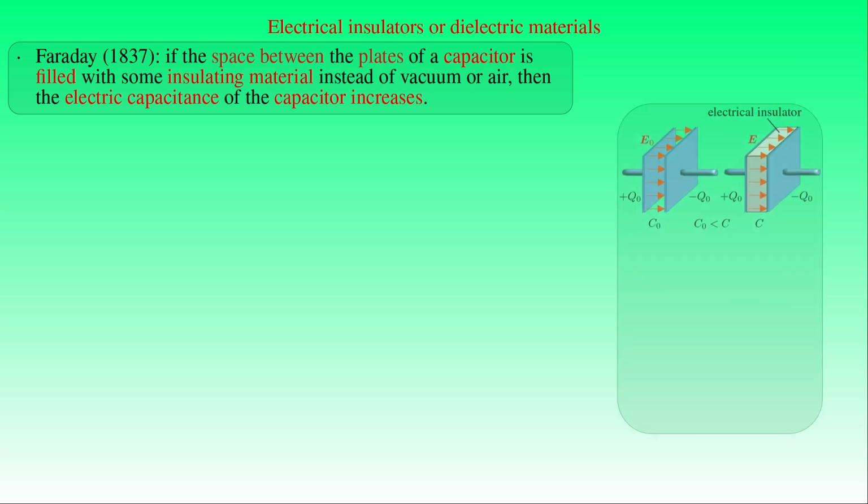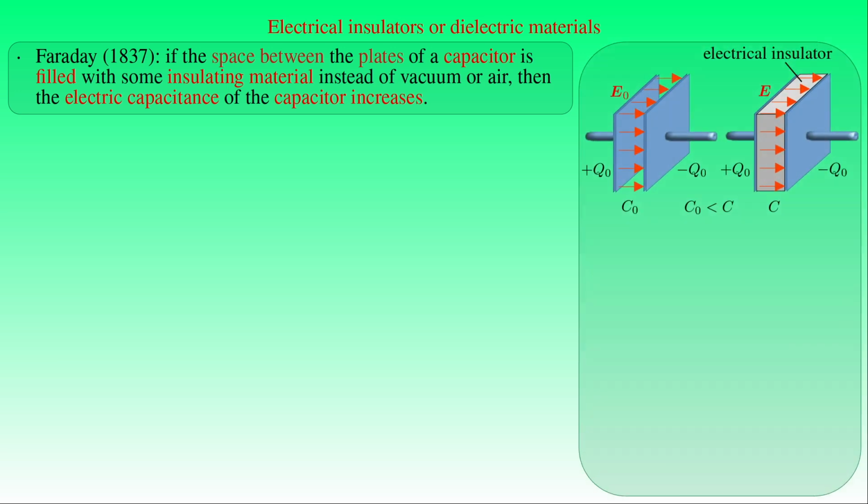That is, if C0 is the capacitance measured for a parallel plate capacitor with a vacuum or air between its plates, when the charges plus Q0 and minus Q0 on its plates produce the electric field E0 in the capacitor, then the capacitance C measured for the same capacitor storing the same amount of charge but with insulating material between its two plates that produces the electric field E, is greater than the capacitance C0.